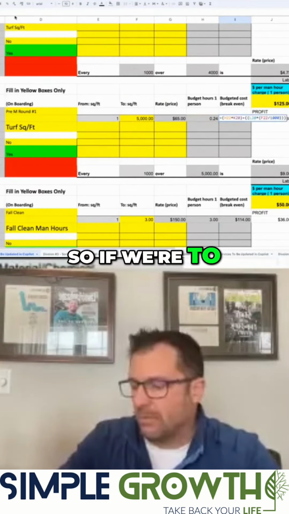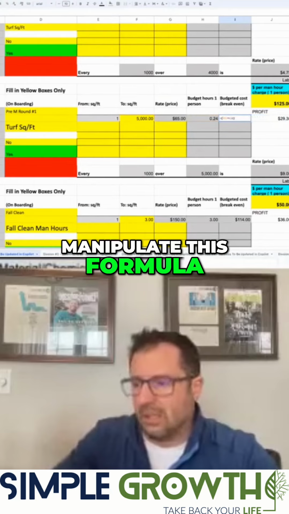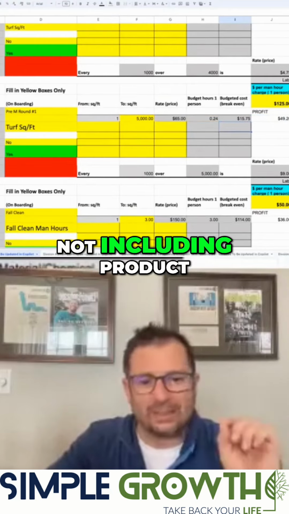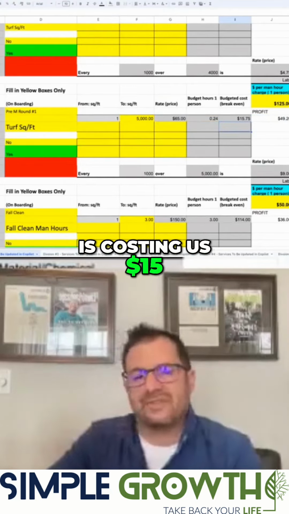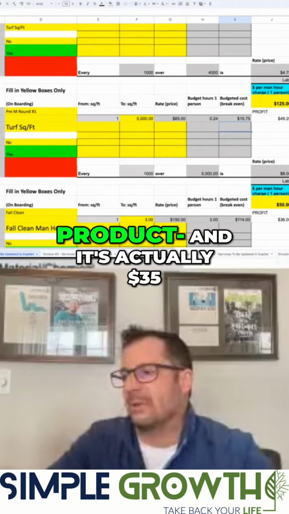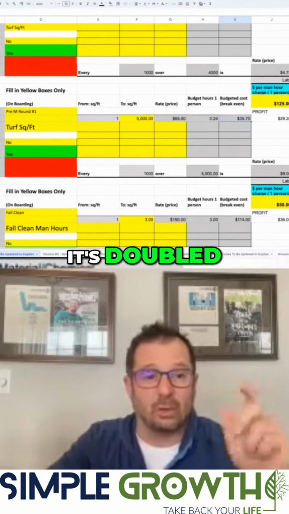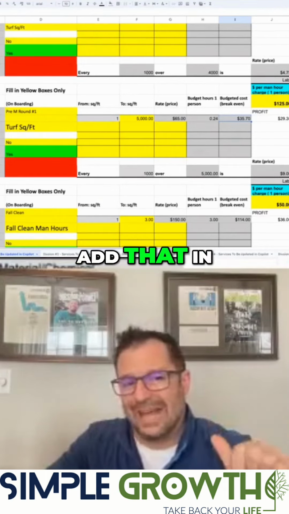So if we're to manipulate this formula, the overhead recovery, not including product, is costing us $15.75. When we add the product in, it's actually $35. It's doubled. So that's where we're going to go in and add that in.